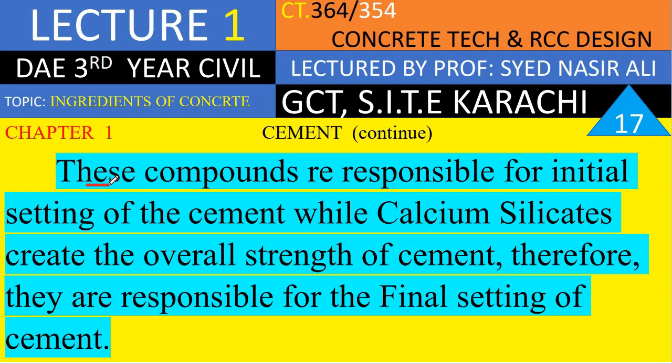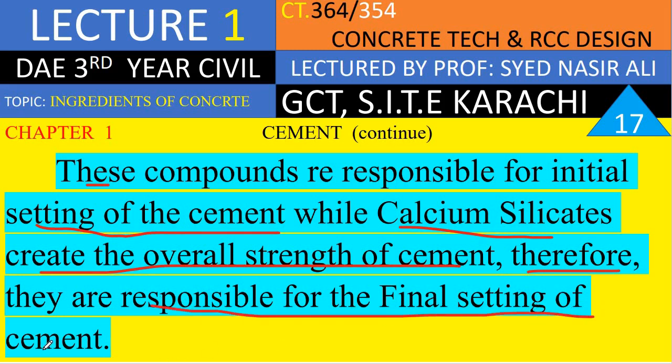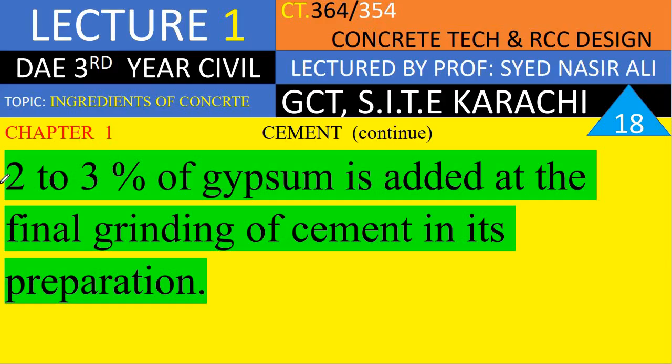These elements are used for the quick setting of the cement. These compounds are responsible for the initial setting of the cement, while the calcium silicates create the overall strength of the cement. Therefore, they are responsible for the final setting time of the cement. In the last step, 2 to 3% of gypsum is added at the final grinding of the cement in its preparation.